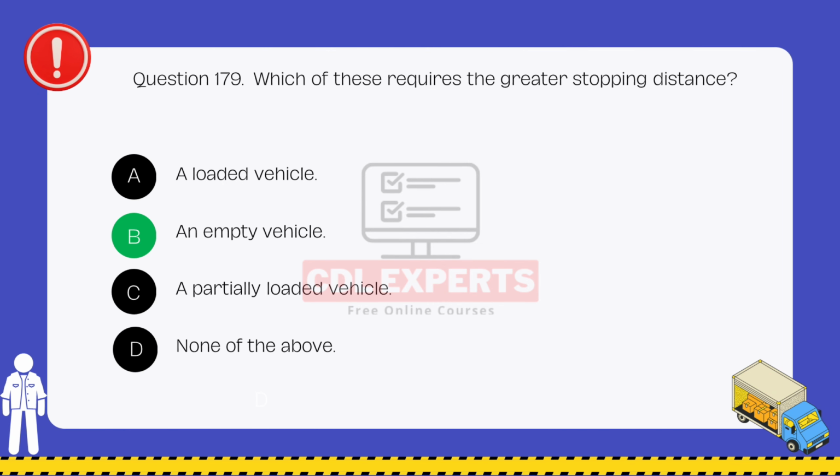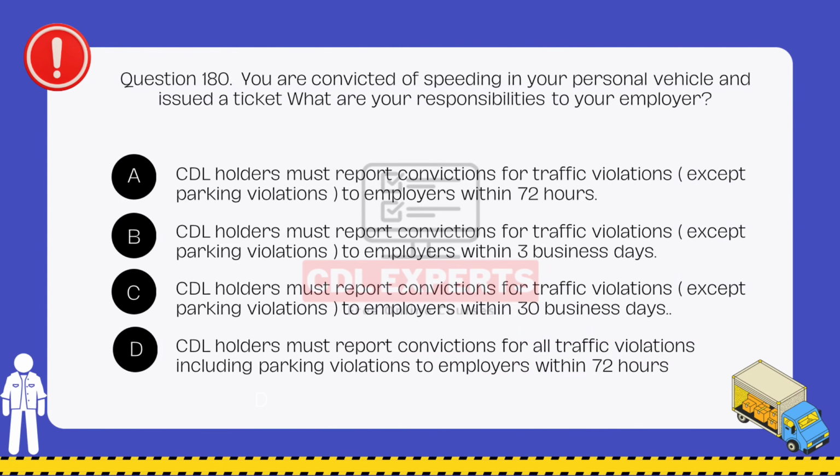The correct option is B. You're convicted of speeding in your personal vehicle and issued a ticket. What are your responsibilities to your employer? CDL holders must report convictions for traffic violations to employers within 72 hours. CDL holders must report convictions for traffic violations to employers within 3 business days. CDL holders must report convictions for traffic violations to employers within 30 business days. CDL holders must report convictions for all traffic violations, including parking violations, to employers within 72 hours.